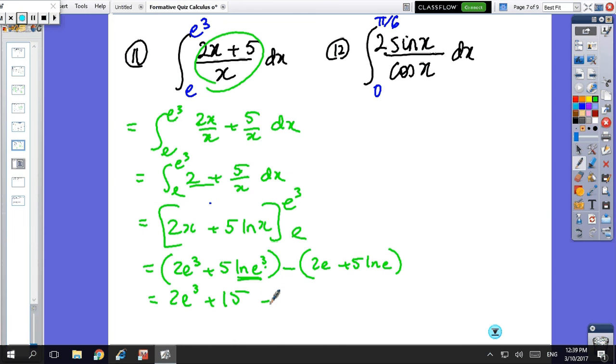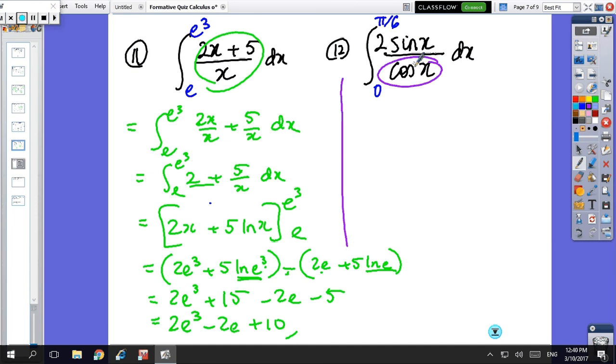Yep. Minus 2e, log of e is 1, so we've got minus 2e and minus 5, and so the answer is 2e cubed minus 2e plus 10. I think that's the answer, so if I've made a mistake, let me know in class. I think that's okay. Okay, next one.